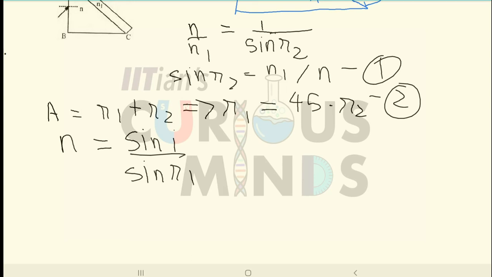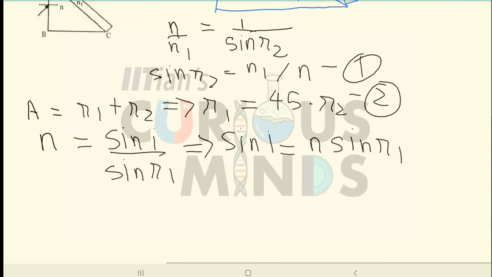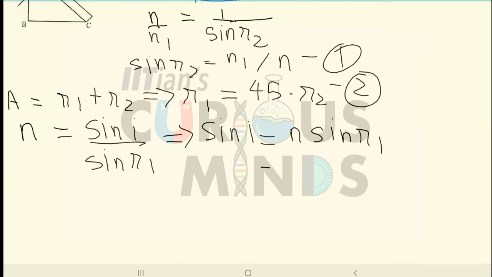Now I have to calculate the value of sin i in terms of n and n1. So sin i will be equal to n times sin r1. Now r1 can be written as 45 minus r2, so n sin of (45 minus r2).